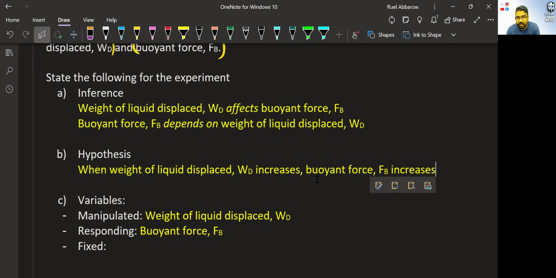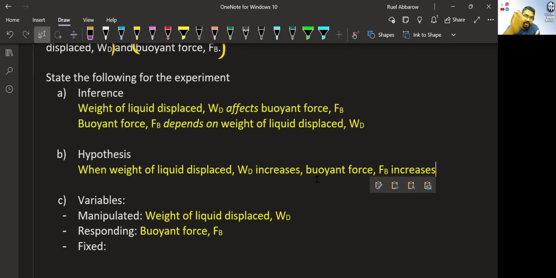Okay, don't say that. Here we are basing it on what might happen during the experiment. We don't know whether it's directly proportional until we draw the graph, right? So before you have the graph, you cannot conclude that it's directly proportional. You can only say when this increases, this increases.